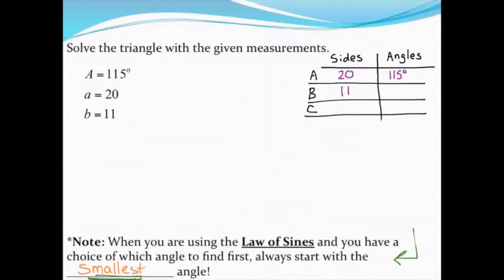In this case, there's nothing to worry about because I can see I have an obtuse angle given to me, and a triangle, of course, cannot have two obtuse angles. Anyway, the point is, if you have law of sines, find the smallest angle first just to be on the safe side. So the way law of sines works is we set up a proportion.